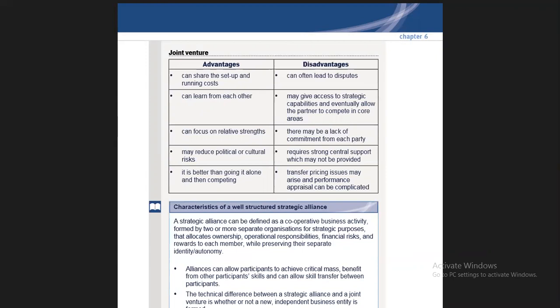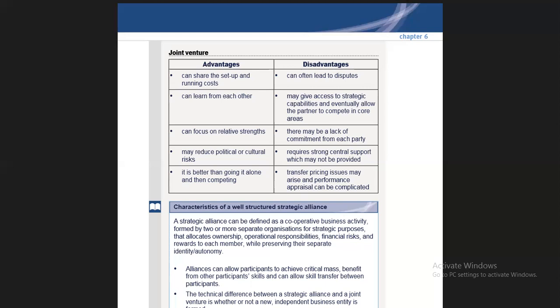May reduce political or cultural risks. Yes, because there are limited people, the political and cultural risks are very low, because you can control very easily because of the lesser people. It is better than going it alone than competing. Yes, they believe in going alone rather than competing with the market.